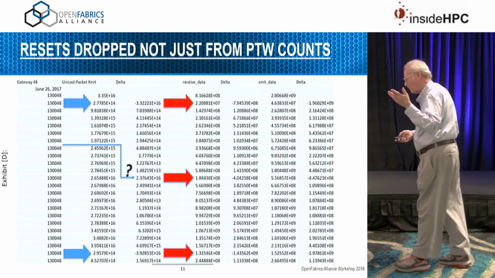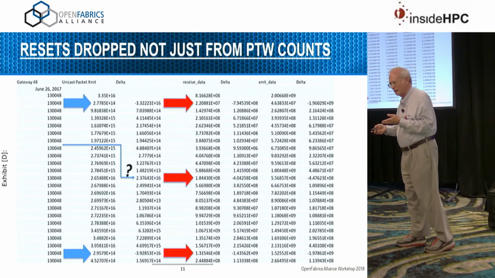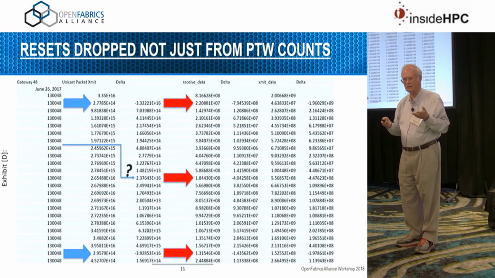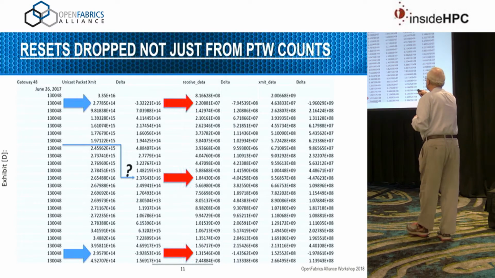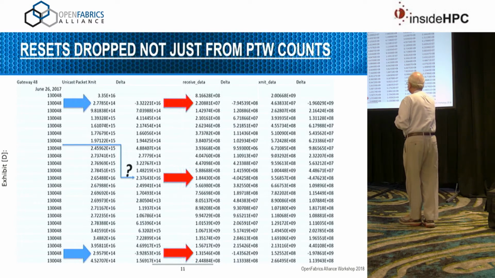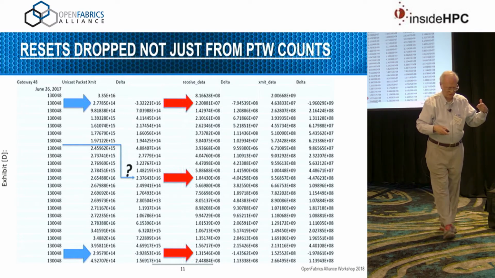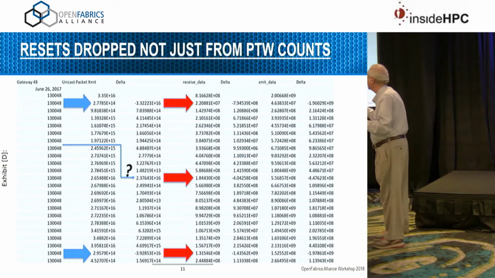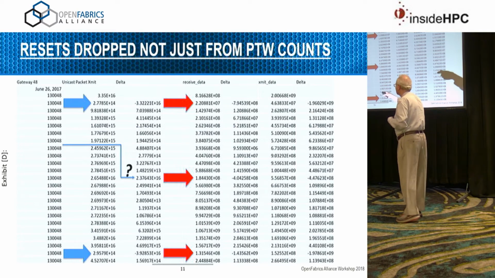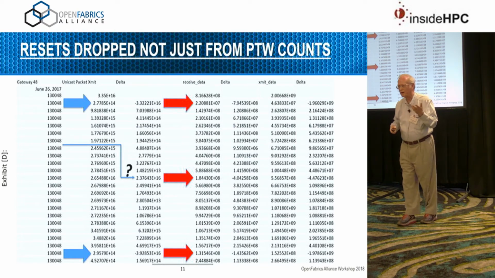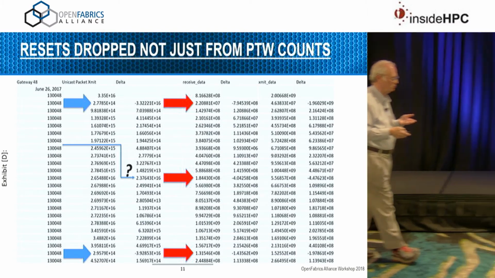Okay. If these reset drops are only on port transmit wait, we probably would say, who the heck cares? And it turns out it happens elsewhere. Here we have receive data and transmit data, and you can see that they have resets every 10 minutes. However, over here in the unicast packet transmit count, we've missed one. So we've had a reset drop there. So resets drop not just for port transmit waits.